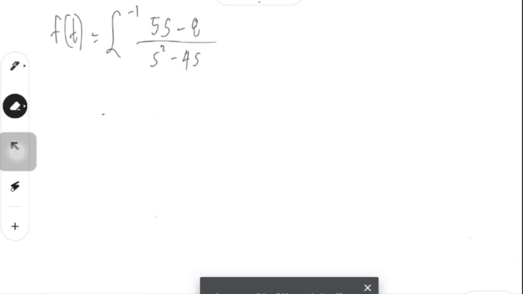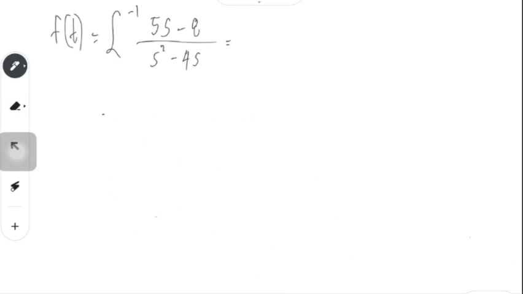Let's do it this way. Kung gawin kaya natin itong ganito. Your s squared minus 4s can be factored out into the form. Pwede nating i-factor out yung s, matitira s minus 4. So, linear factor. The factors are s, then s minus 4.